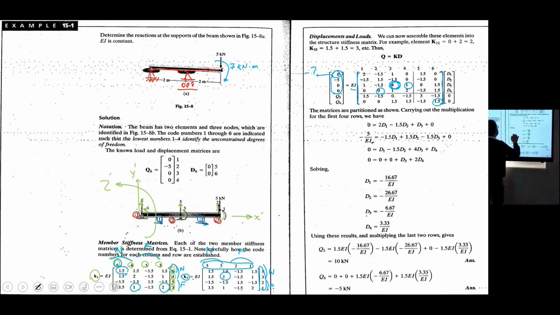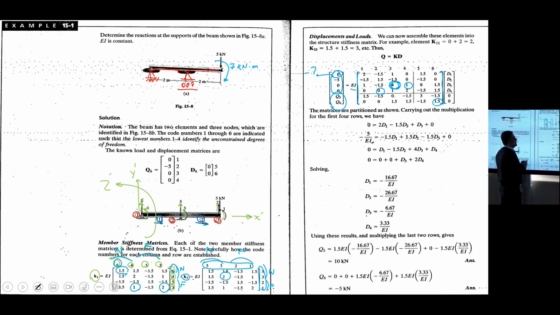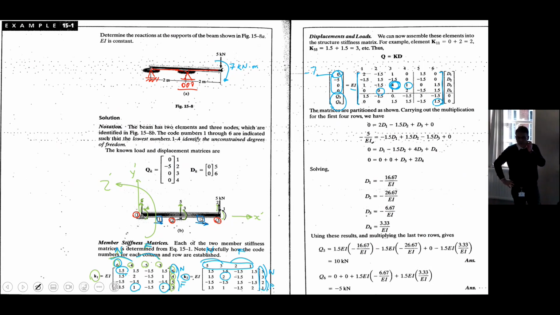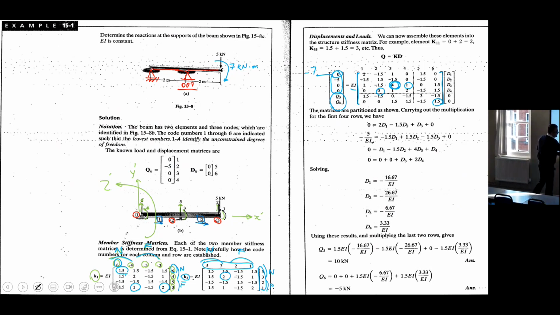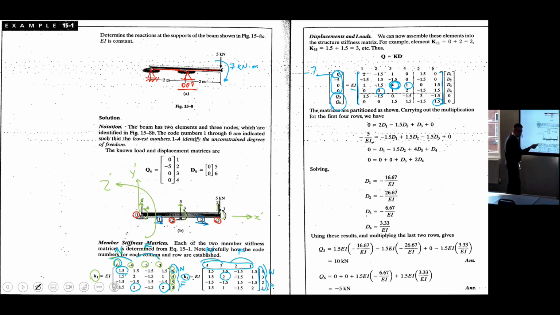The rest of the two, these two, what are these two? Q5 and Q6. Okay, the reactions. Yes, they are reactions because they are supports. 5 and 6. See? 5 is support, 6 is support. Be careful for this support.